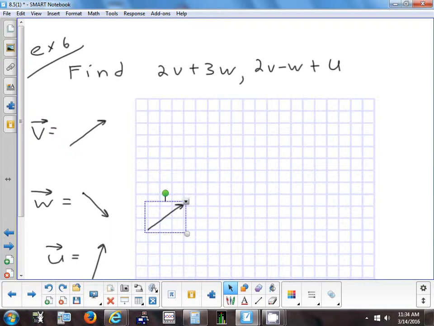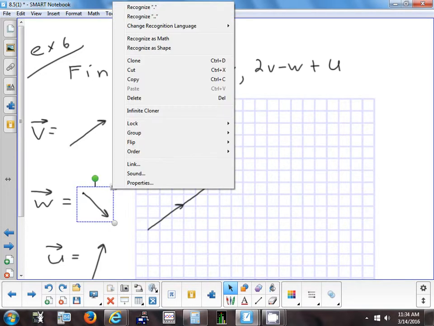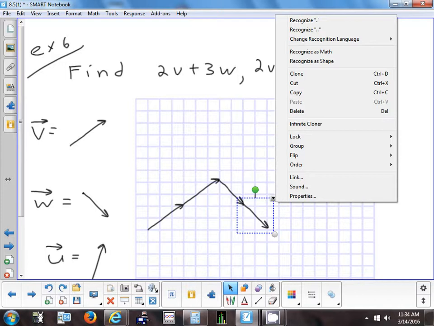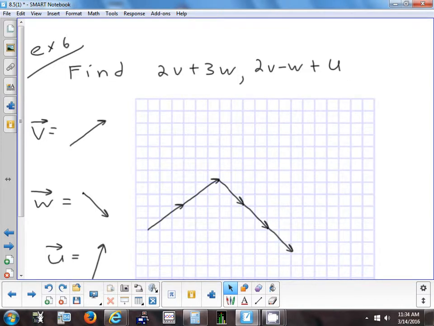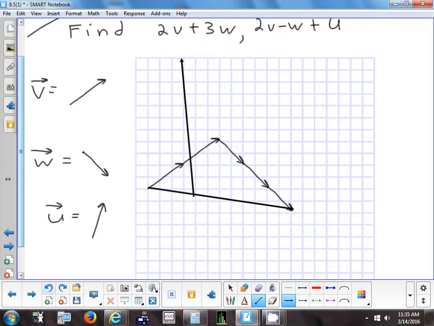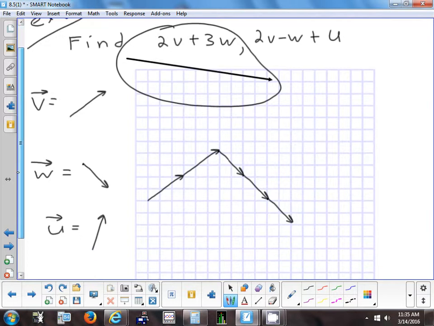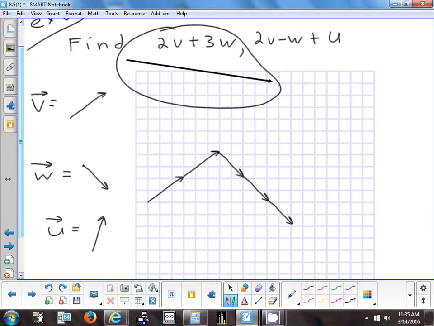Right, so I've got v plus another v. Okay, so that's 2v. And now on the end of that, just put 3 w's. Right, so there's 1, 2, and 3. Okay, and now what's my last step? Draw what? A vector, or an arrow, yeah. Right. So that's 2v plus 3w. Okay. Any question on how you do 2v minus w plus u? All you'd have to do is flip w around and then change it to addition.